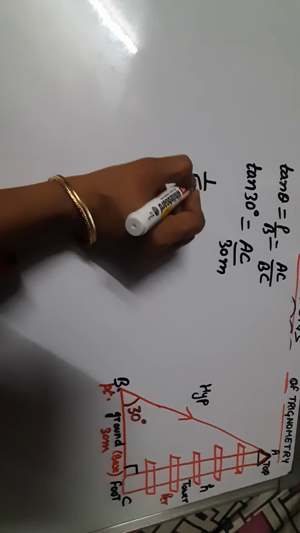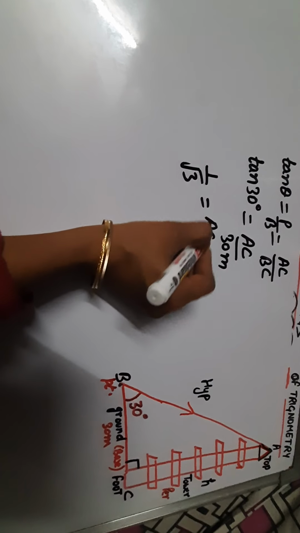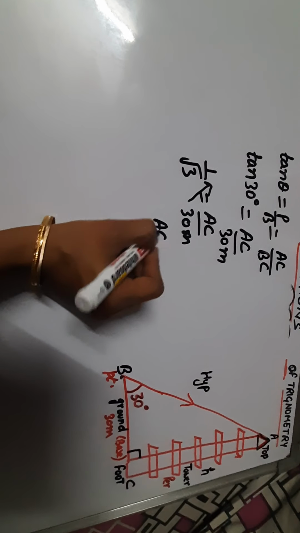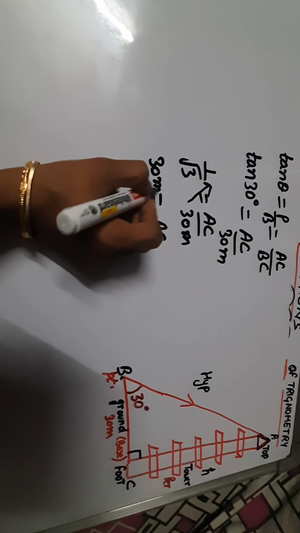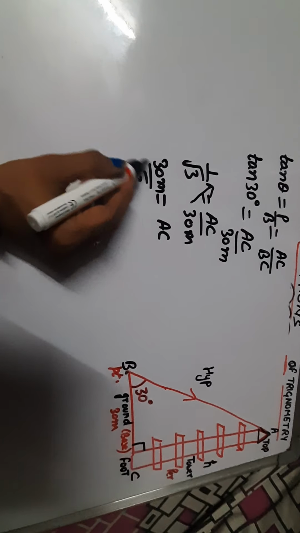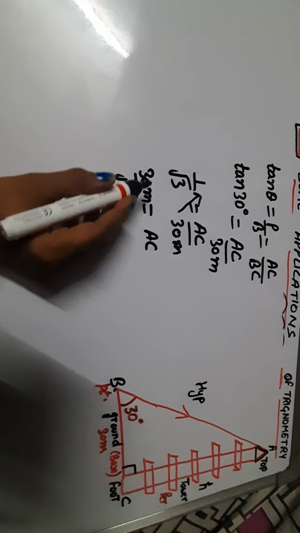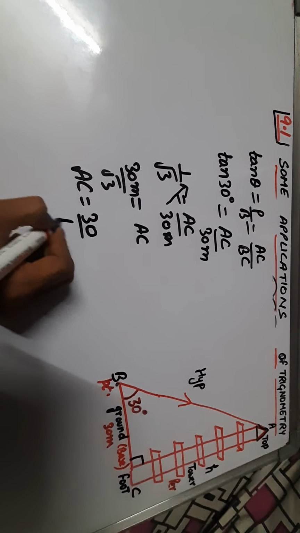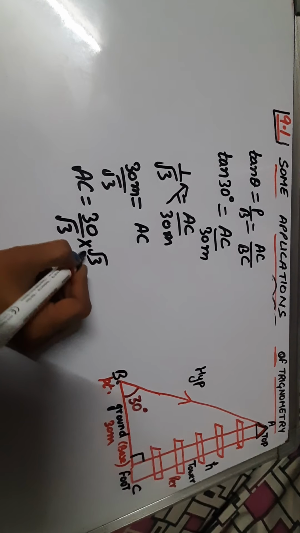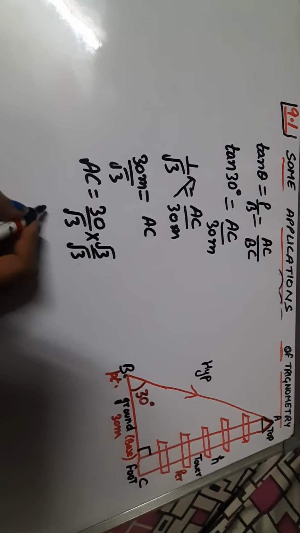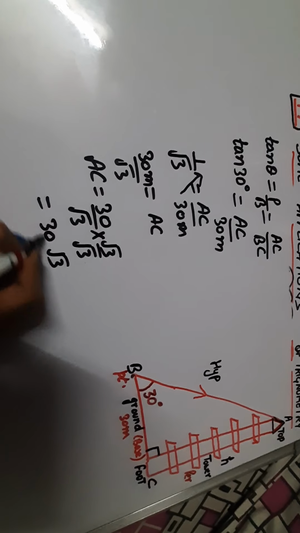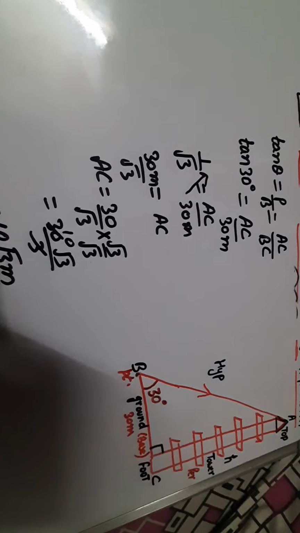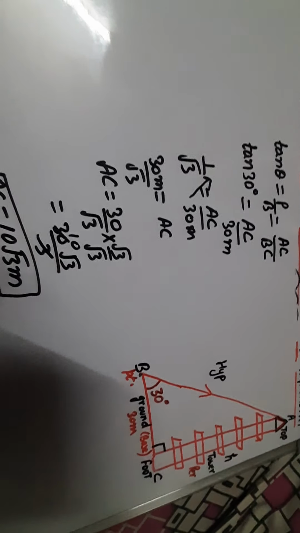So 1 by root 3 is the value of tan 30 degree. So AC divided by 30 meter. By cross multiplication we'll get AC is equal to 30 meter divided by root 3. But as I told you, if the square root is there in the denominator, that can't be considered as the final answer. We need to rationalize it. And we will multiply and divide it by root 3. We'll get 30 root 3 by 3. So we'll get 10 root 3. So 10 root 3 meter will be the height of the tower.